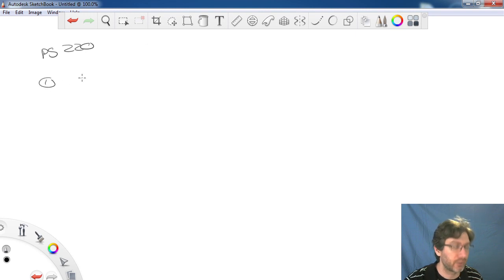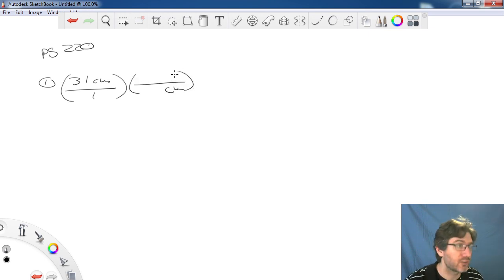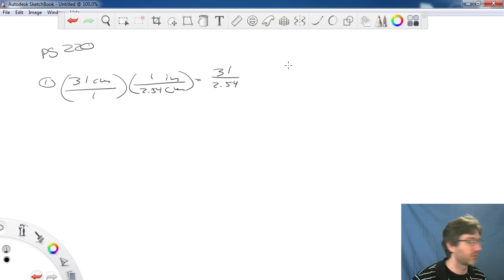So like for number 1, you have 31 centimeters over 1. You want centimeters to cancel, and you're taking it to inches. So you look up the conversion ratio, and there's 2.54 centimeters in 1 inch, and you get 31 over 2.54. Divide that out. So 31 divided by 2.54 gives you 12.2, and now centimeters are gone, you're now in inches.